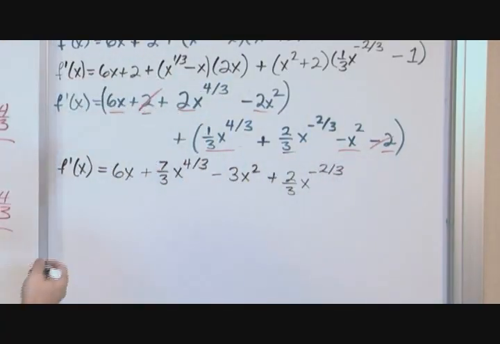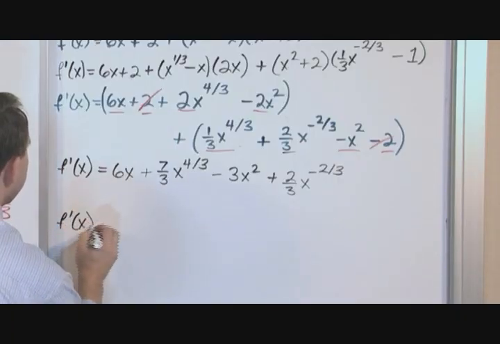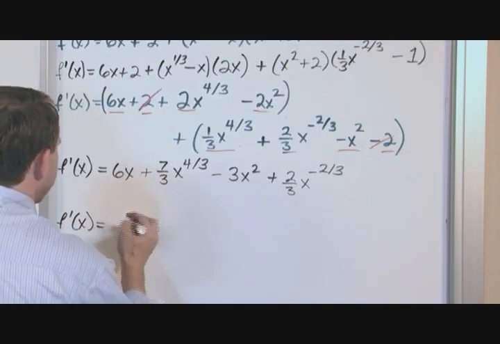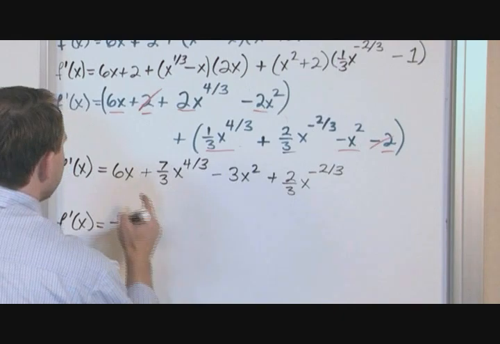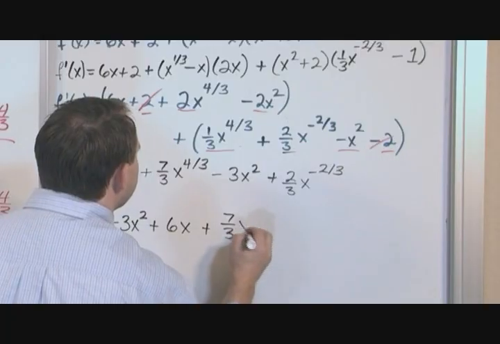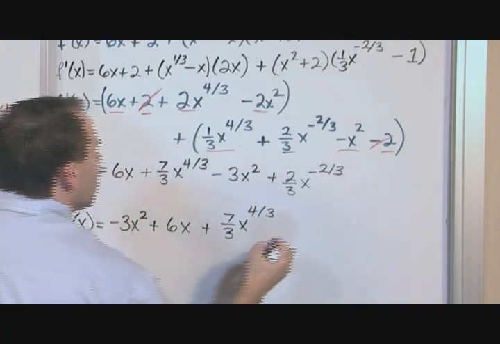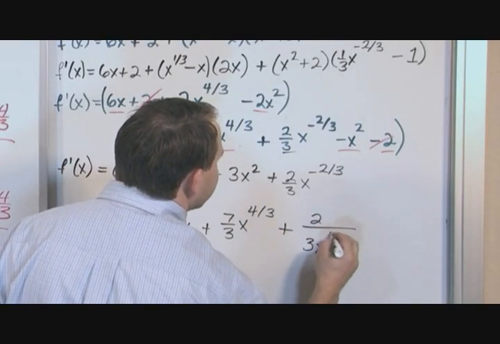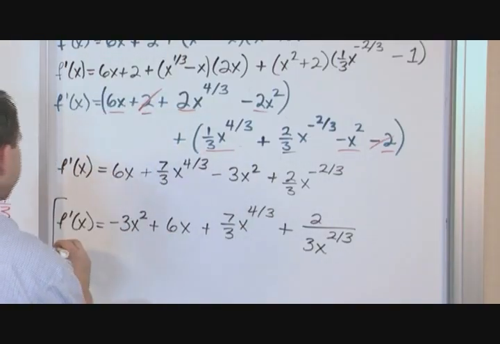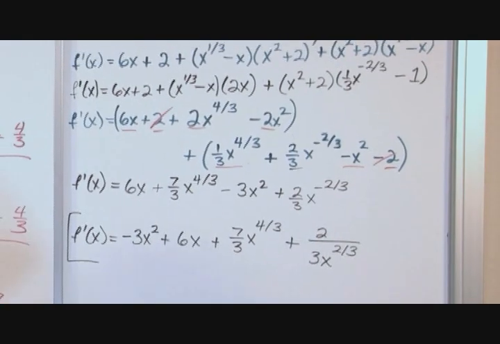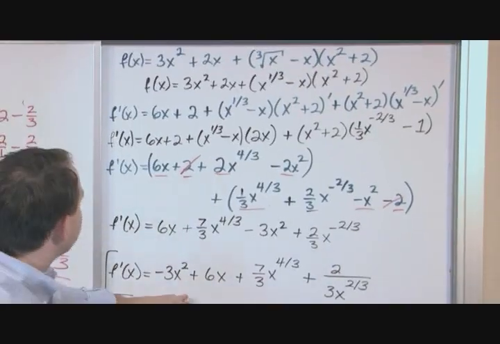So I've simplified everything. So the only thing I have left to do, f prime of x is equal to, just make it a little bit prettier. Let's move this guy up to the front. So I'll have -3x squared, this guy, plus 6x, this guy, 7/3 x to the 4/3 power. Plus, and then this, I could leave it like this, but I'll just say 2 over 3x to the 2/3 power, which is nice because then everything's positive exponents. So -3x squared plus 6x plus 7/3 x to the 4/3 plus 2 over 3x to the 2/3 power. And there you go. This is the first derivative of this function.